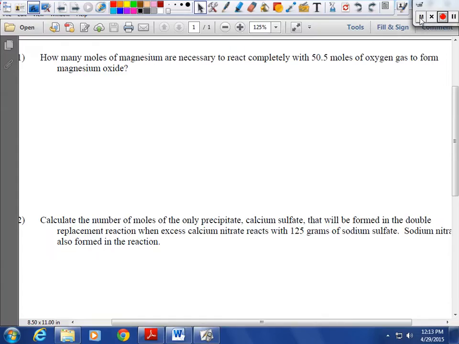Alright, so when you're reading through this, guys, y'all listen please. How many moles of magnesium are necessary to react completely with oxygen gas to form? So that's all your words. So we know that we have magnesium plus oxygen gas, which looks like what? O2 to yield magnesium oxide.